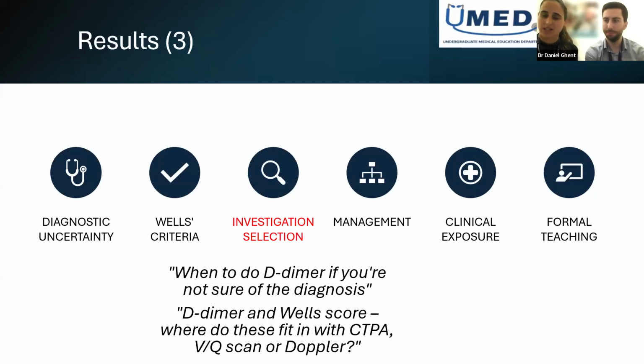The second quotation, just again to highlight this uncertainty with investigation selection, is: D-dimer and Wells score, where do these fit in with CTPA, VQ scans and Dopplers? So again, really wanting to knuckle down with the investigations that are available to the students and when you would appropriately apply them.